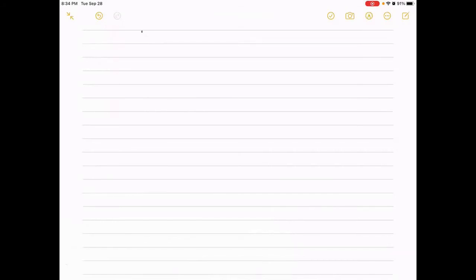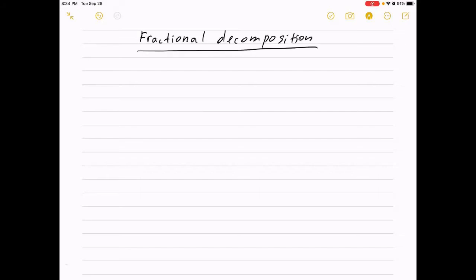Fractional decomposition. I'll start with an example. Say we want to find the integral of 5 over 2x plus 1 divided by x minus 2.